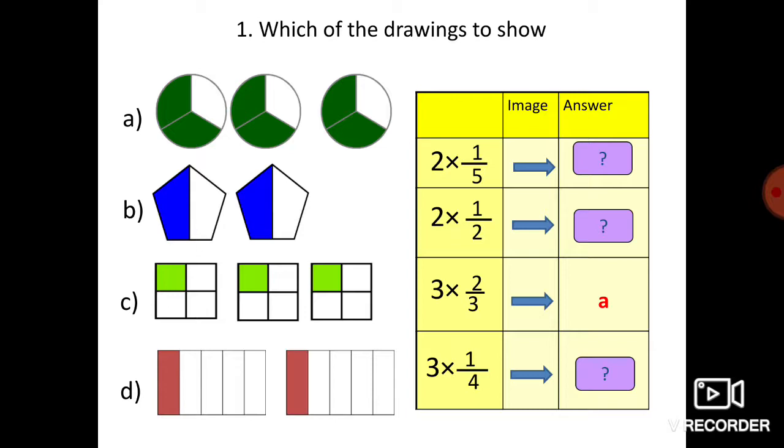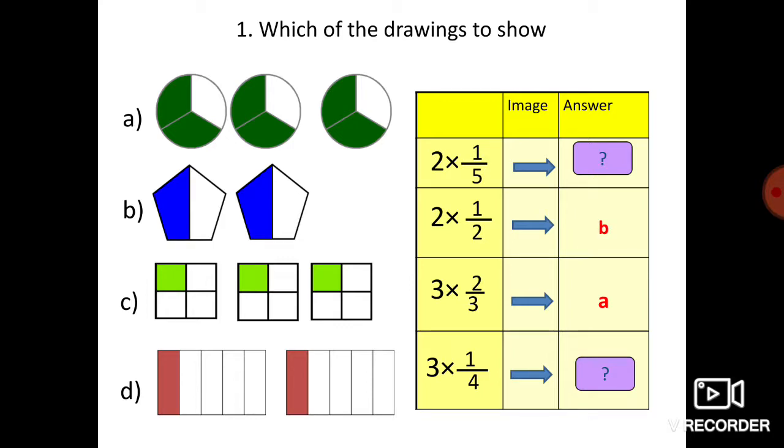Only one part is shaded, that is 1 by 2 is the fraction. How many times 1 by 2? 2 times. Here you can see 2 times 1 by 2. What is the answer? B is the answer.